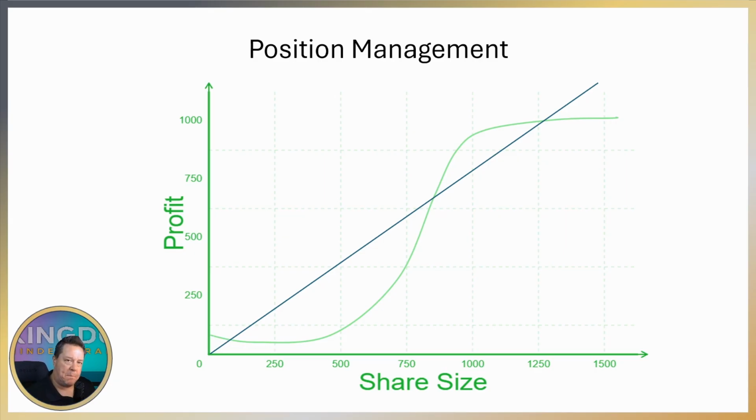But as you become more consistent, as you understand and can control and manage that risk, that 1 to 2, 1 to 3, 1 to 4 profit loss ratio, and you start adding shares, you will see that profit line increase dramatically, and it actually happens very fast.